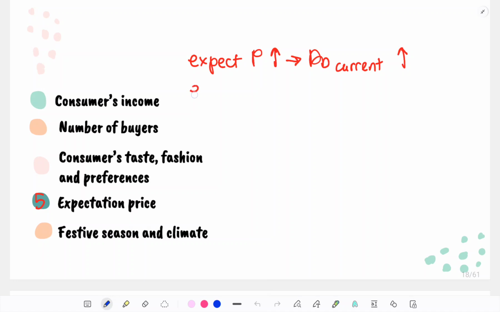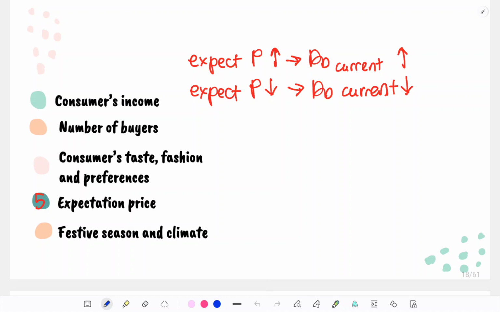But when we expect the price will decrease in the future, it will lead to a decrease in the current demand. The demand in the current time will decrease because we hold our purchase to get a cheaper price in the future, whether next week or next month. So this will cause our demand curve to shift leftwards.